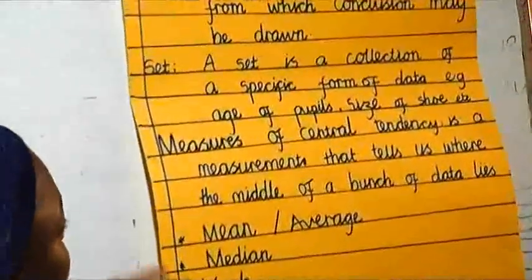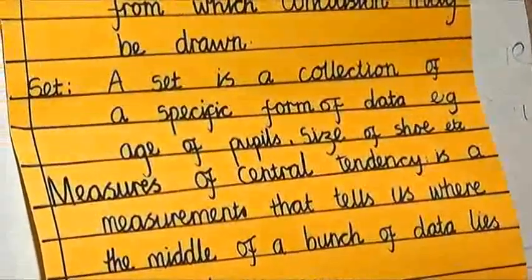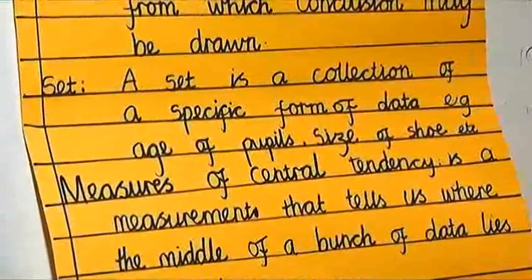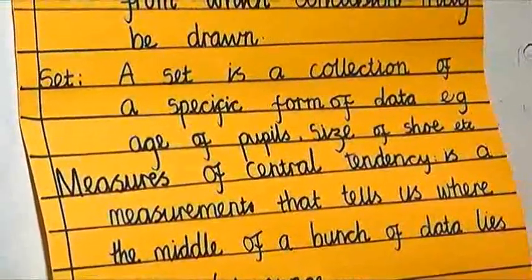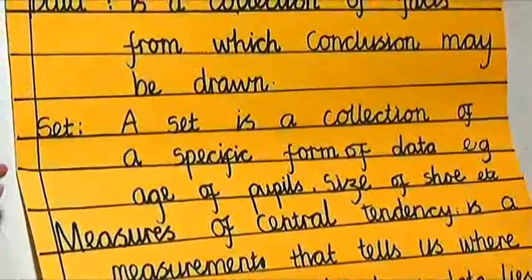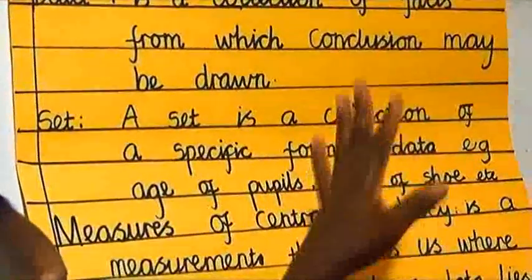Another way we can collect data is by going from one place to another, either in the market or in the class. You can meet your mate and ask them some questions. Like that, you are collecting what? Data. And also set. Set is a collection of specific form of data.